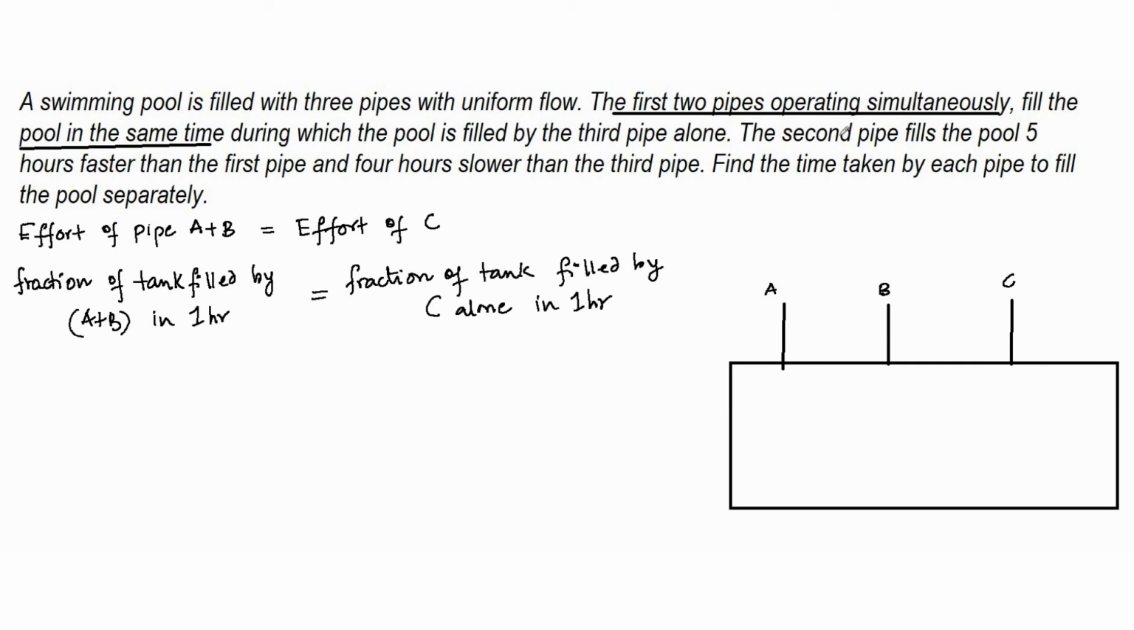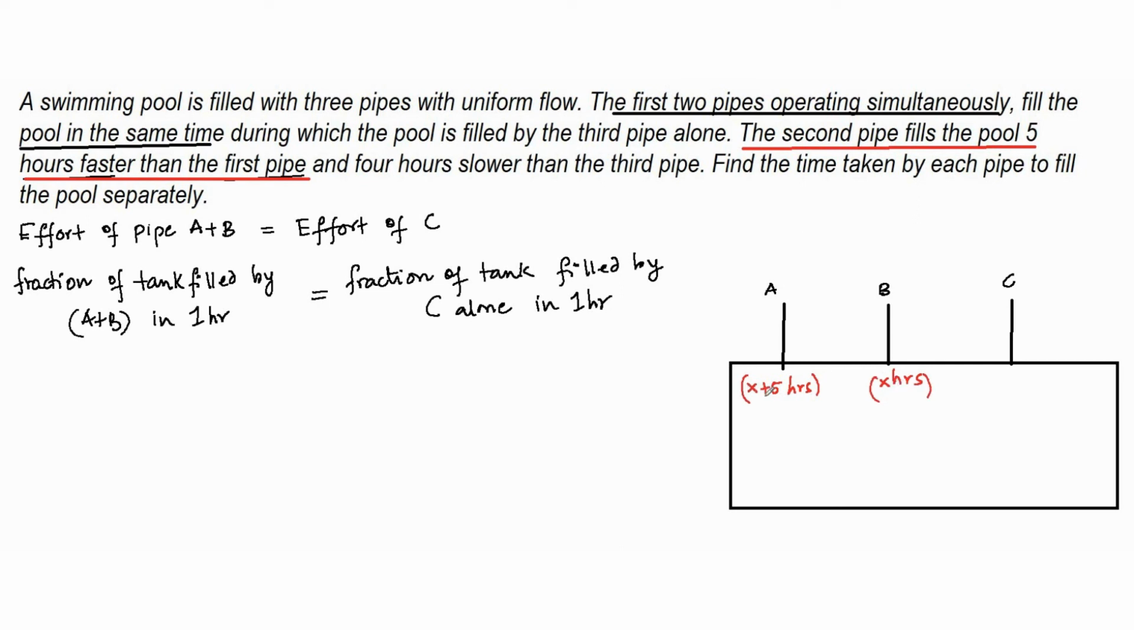Now let's see what is the condition given. The second pipe fills the pool 5 hours faster than the first pipe. So if I say that let the second pipe take X hours to fill the whole tank alone, then the first pipe is slower than the second pipe, which means that pipe A will take X plus 5 hours to fill the same tank alone, right?